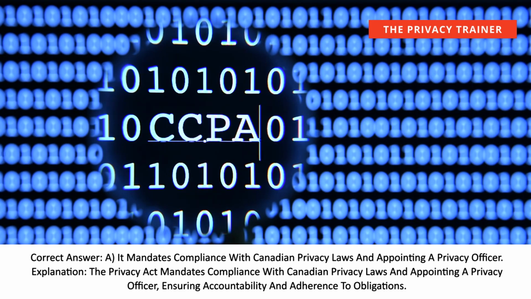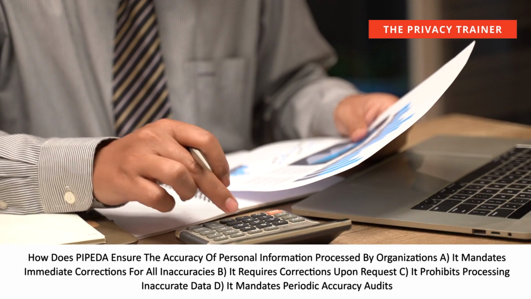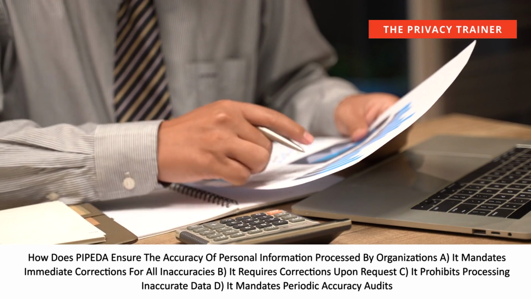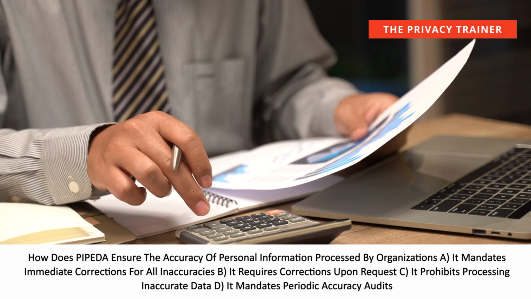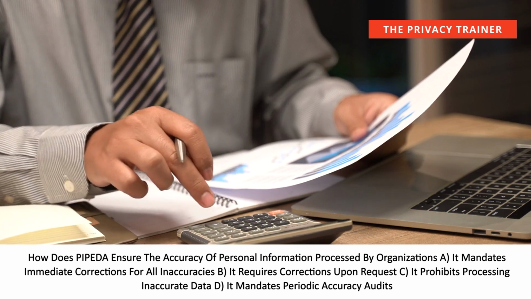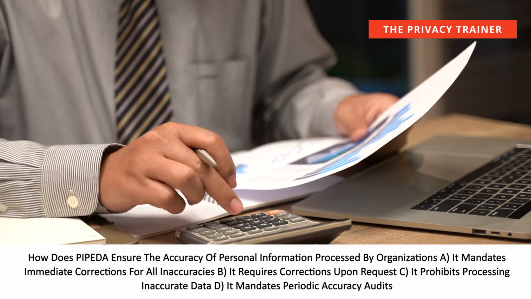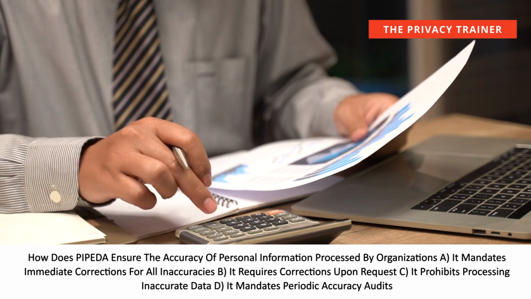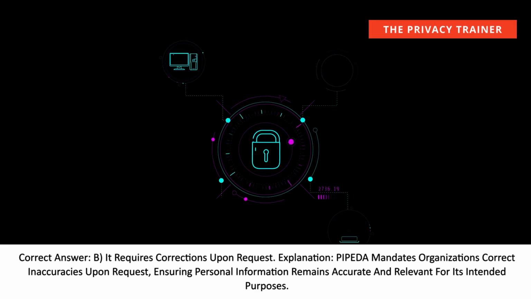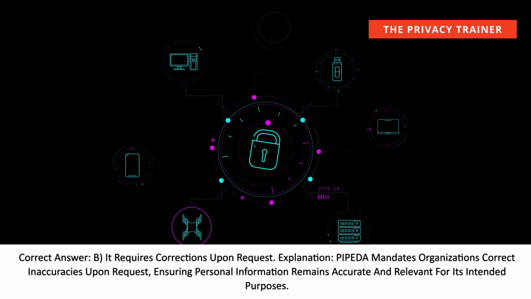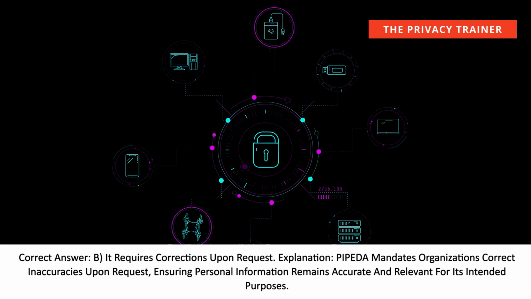obligations. How does PIPEDA ensure the accuracy of personal information processed by organizations? A. It mandates immediate corrections for all inaccuracies. B. It requires corrections upon request. C. It prohibits processing inaccurate data. D. It mandates periodic accuracy audits. Correct answer. B. It requires corrections upon request. Explanation. PIPEDA mandates organizations correct inaccuracies upon request, ensuring personal information remains accurate and relevant for its intended purposes.